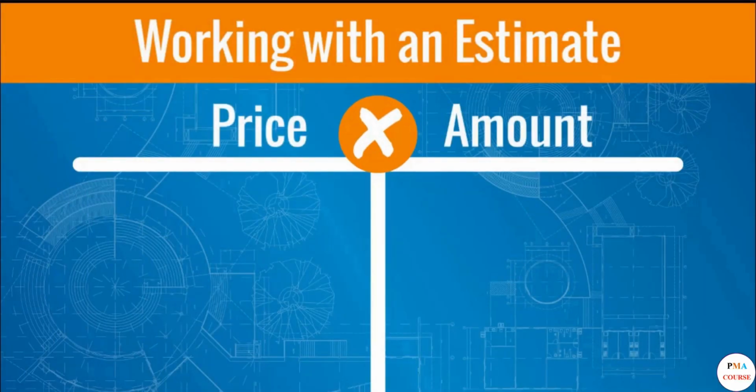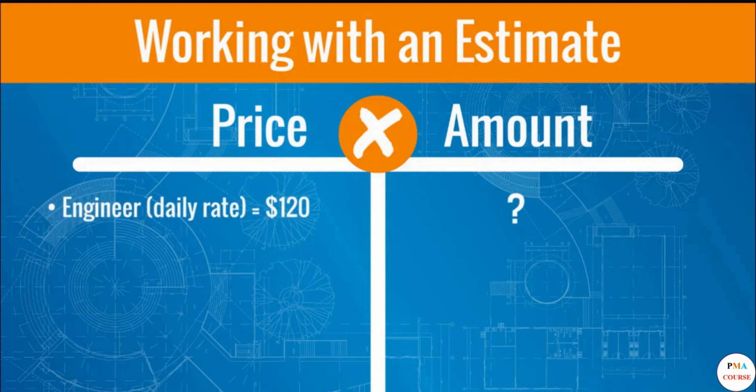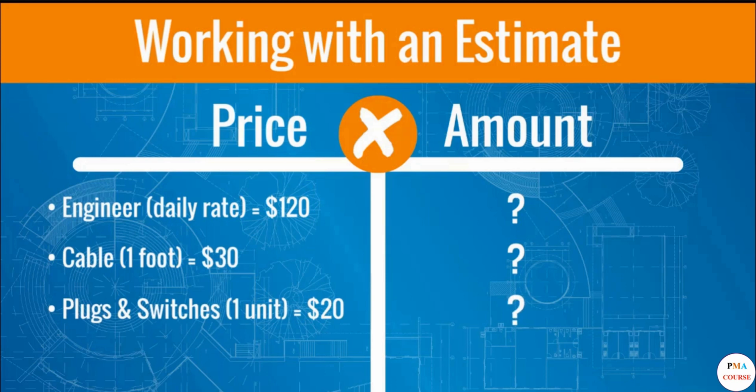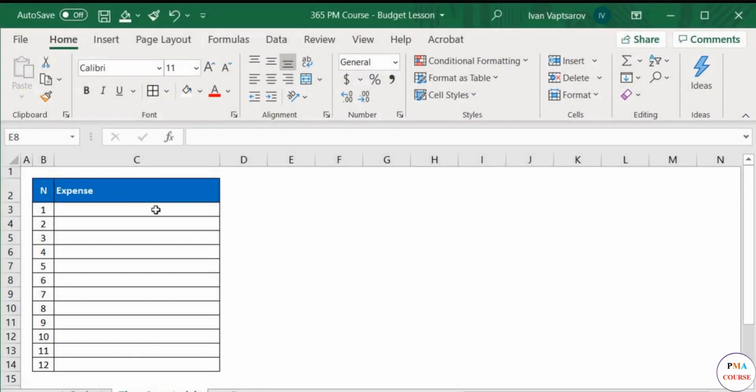The rates and prices will be agreed in advance, and what will remain provisional are the amounts of time and amount of various materials that will be used. They are as follows. Rates and prices of the vendor company. Engineer, daily rate, $120. Cable, 1 foot, $30. Plugs and switches, 1 unit, $20. Oil, 1 bottle, $37.